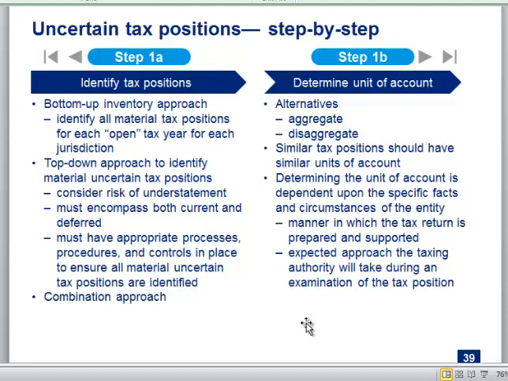I'm going to skip unit of account other than to say, once you've identified positions, it's possible that as you go through FIN 48, you should take a position and segment it into little subsets. That, when you read the guidance, would say that's how it works. But in practice, very rarely do people segment their positions.